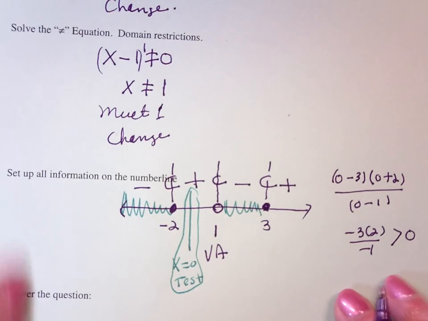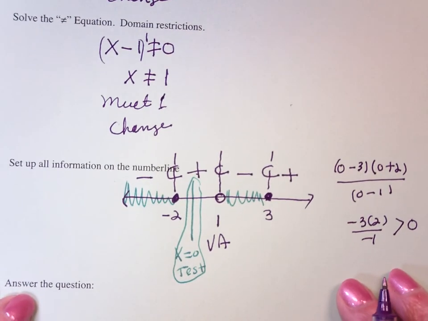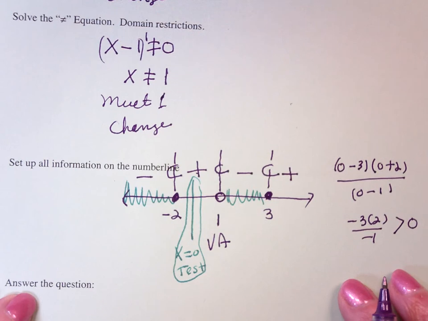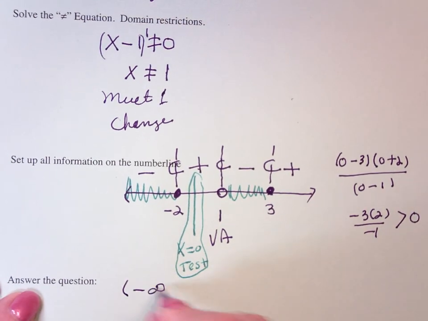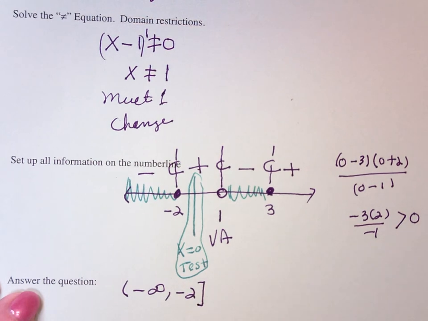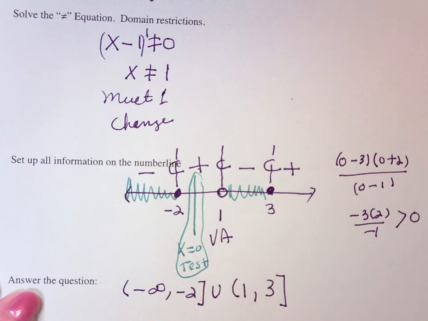Now, because my open and my solid dots basically tell me whether I include or exclude, this then goes from minus infinity to negative 2, include, union, not include 1, 3, include. And that's your answer. Yes, I'm right.